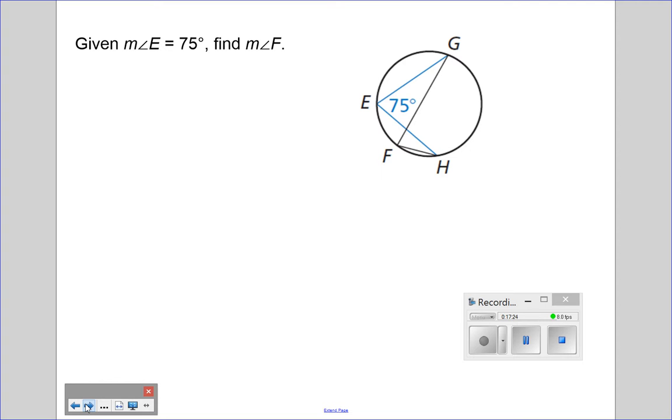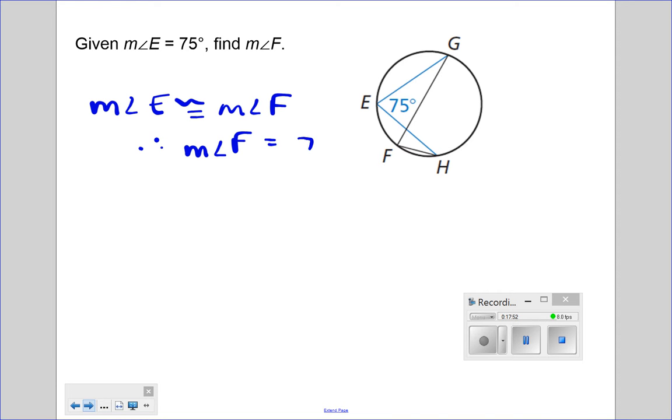Let's do some examples. All right, given the measure of angle E is 75 degrees, find the measure of angle F. Brendan, what's up? 75 degrees. How did you know? Yeah, we know the measure of angle E is congruent to the measure of angle F. Therefore, the measure of angle F equals 75 degrees.